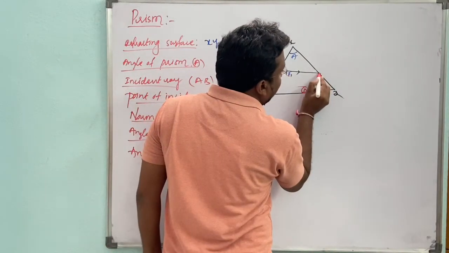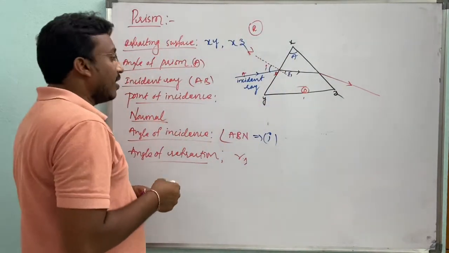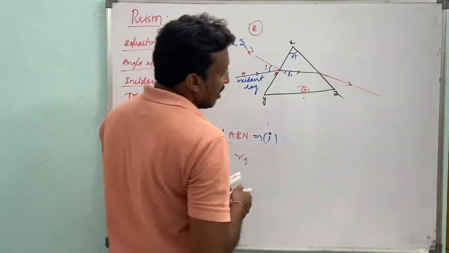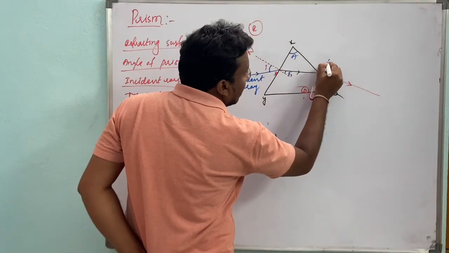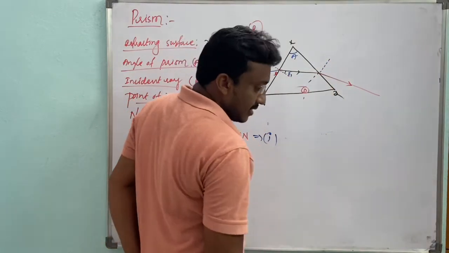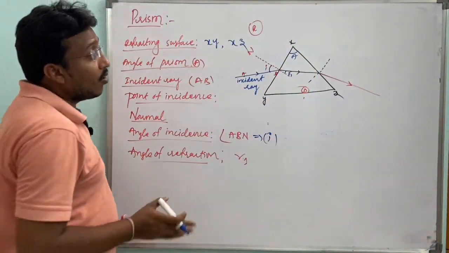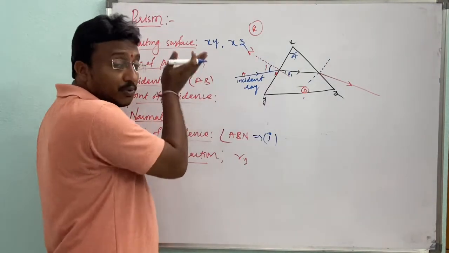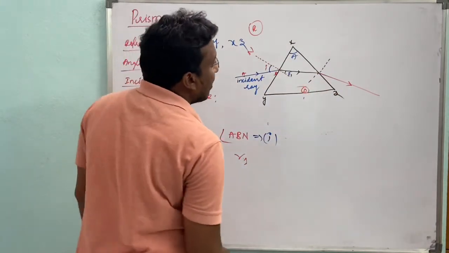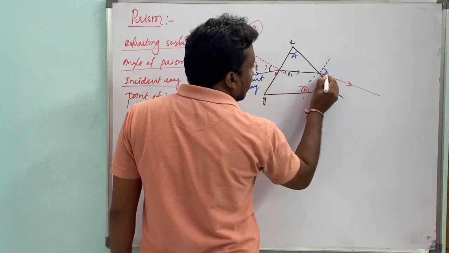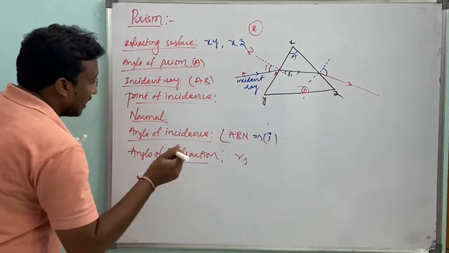Then it bends away from the normal. Why? Because here it again enters into the rarer medium, and we have discussed in convergent lenses. In such a case, in a prism, the emergent ray always tries to bend towards the base of the prism only. This is called the base. Got it? Right. Then this ray is called the emergent ray.